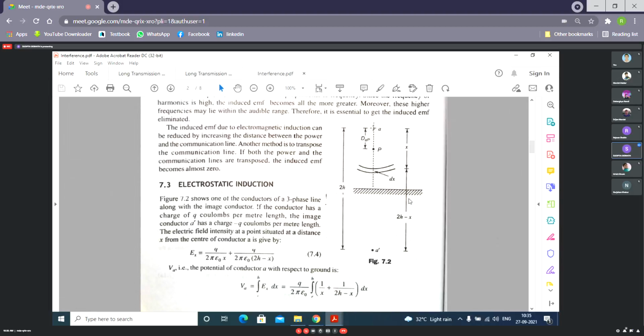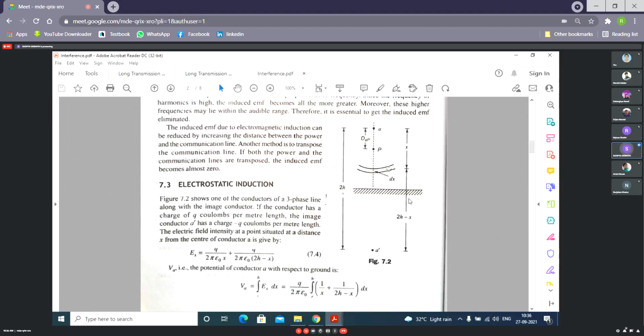Let us see what happens. This is the power conductor carrying current IA. Okay, so the charge will be in this conductor, so the charge is Q. So a similar type of image conductor will be there at the same distance below the ground, A dash, having the charge minus Q. Okay, then we have considered any point, say P, at a distance X from the conductor. Okay, P is not shown here. Let us take any point, say this is the point K, at a distance X from this current carrying conductor.